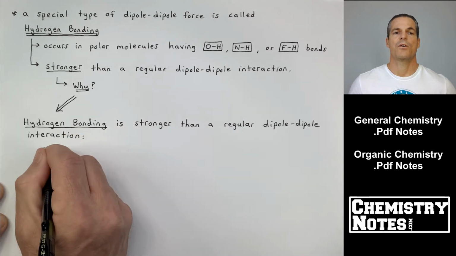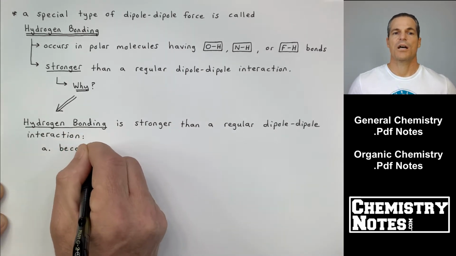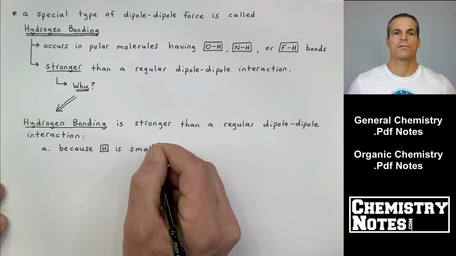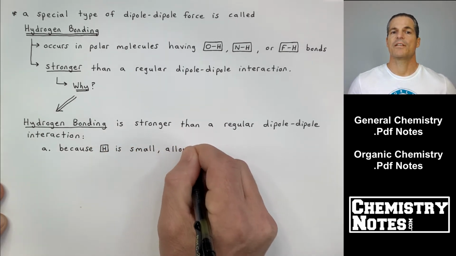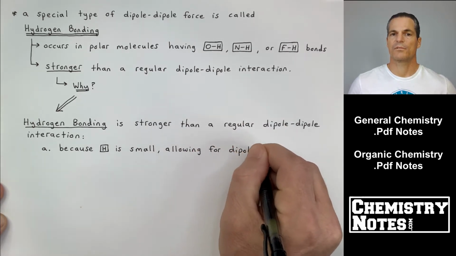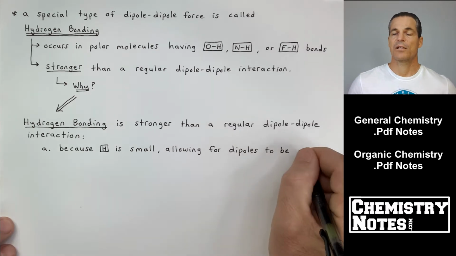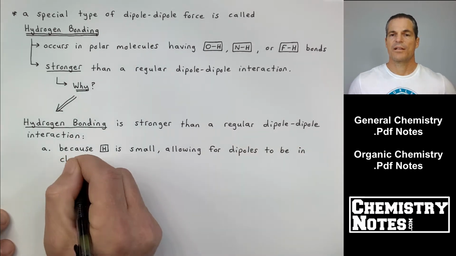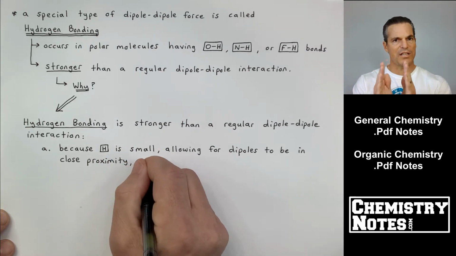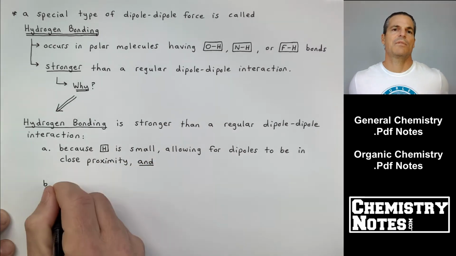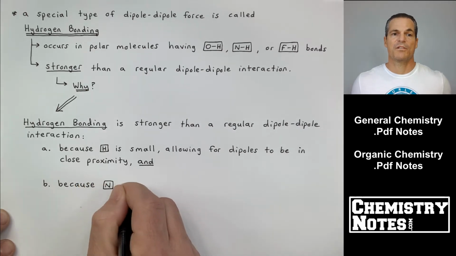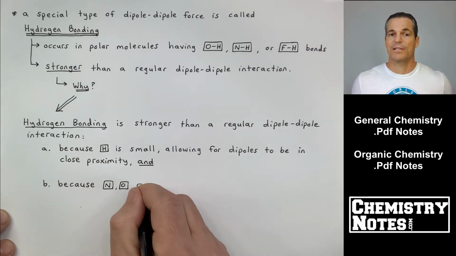Okay, so A, because hydrogen is small, it's going to allow for dipoles to be in very close proximity to each other. It's kind of like two magnets, right? The closer the magnets are, the stronger the interaction between the two. Same thing with hydrogen being so small. And then B, we actually mentioned the fact that the magnet, if you will, is bigger.